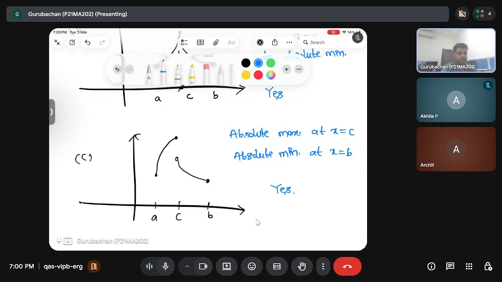And any other reasoning? If you see A to C, then the absolute minima will be at A. Yes, sir. See, the function is continuous? No, sir. The function is not continuous at C. And obviously you cannot apply the above theorem. So that means it is consistent with the above theorem, because it is not applicable, na? Yes, sir.